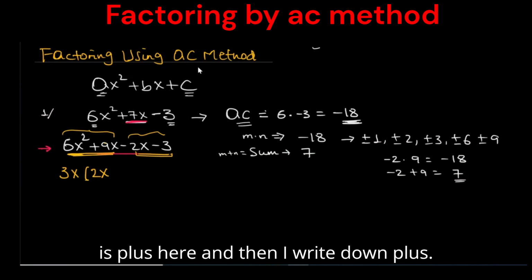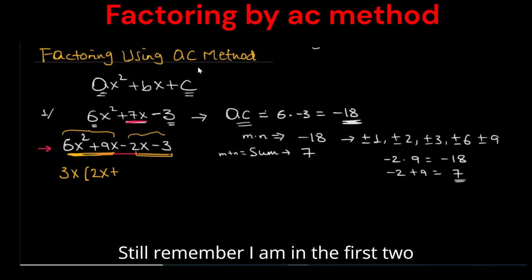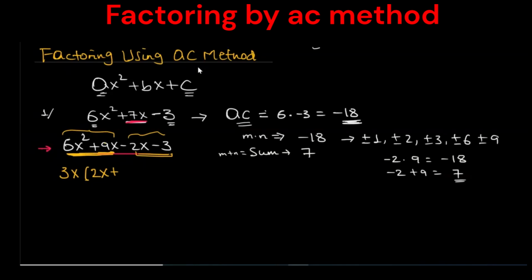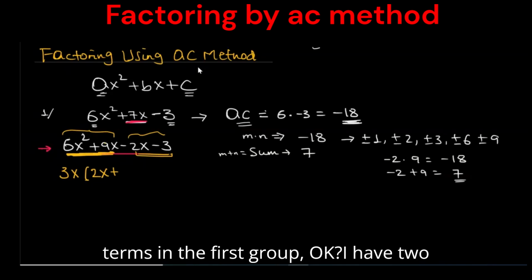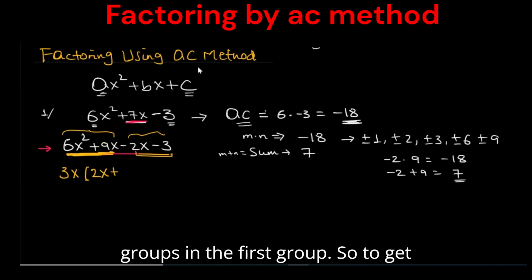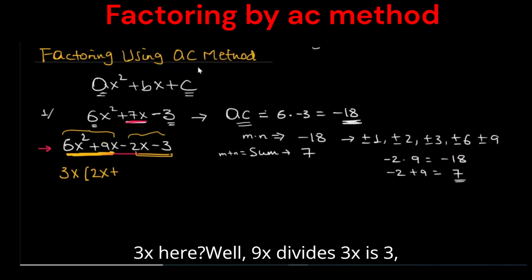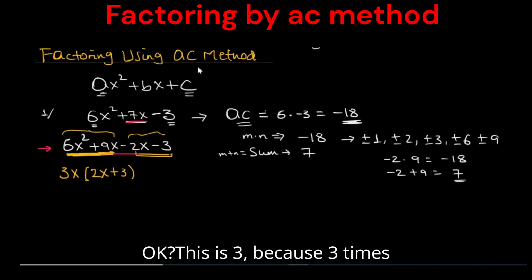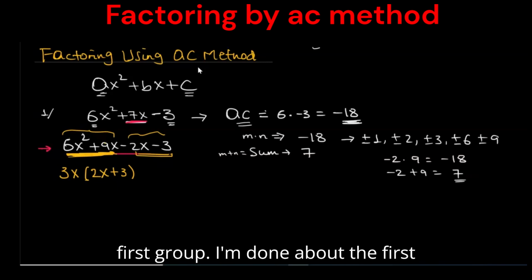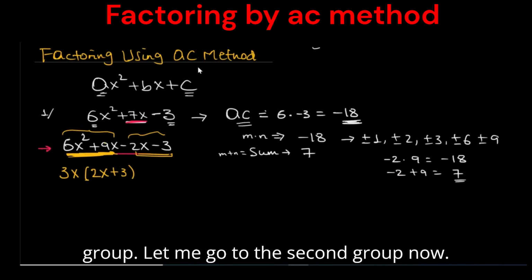There is a plus here, and then I write down plus. Still remember, I am in the first two terms, in the first group. I have two groups, and I'm in the first group. So to get 9x, what do I have to write here when I have 3x? Well, 9x divided by 3x is 3, because 3 times 3x is 9x. So I'm done with the first group. Let me go to the second group now.